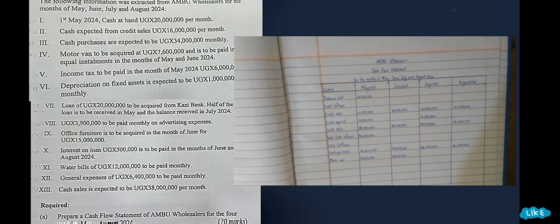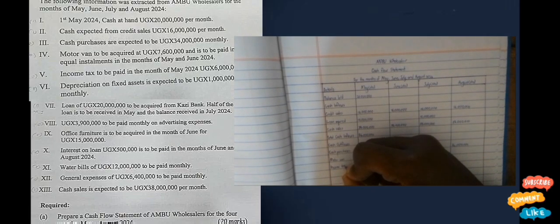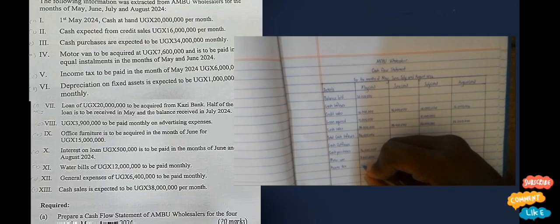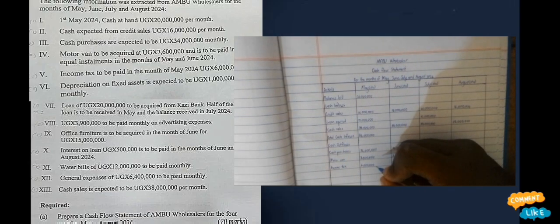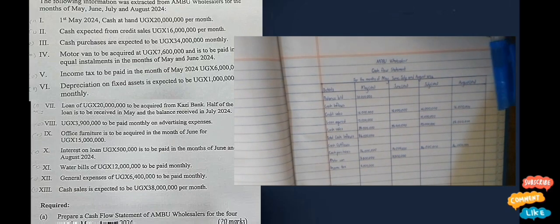Okay, now that is done, the next cash outflow is income tax. Income tax is at Roman numeral number 5. It says income tax to be paid in the month of May 2024, 6 millions. Now that is complete. Roman numeral 6 is not a cash outflow because it is depreciation. Depreciation is loss in value of assets, but not a cash outflow.